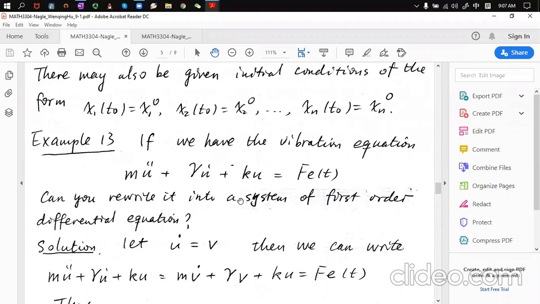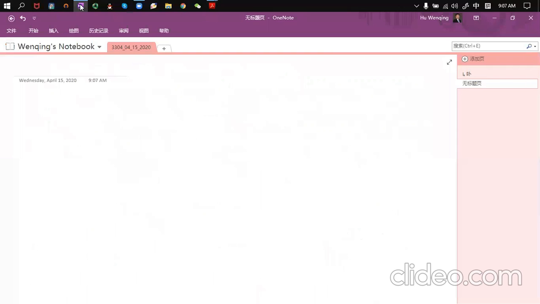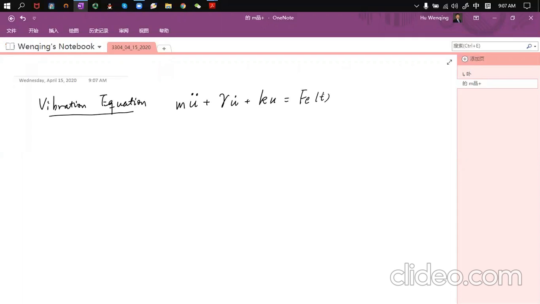Can you write it in the system of first order differential equations? So the vibration equation, as we have seen before, has the form m u double dot plus gamma u dot plus k u is equal to the external forcing, right? So that's the vibration equation.